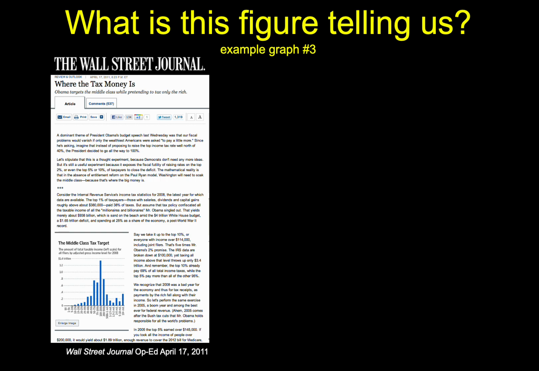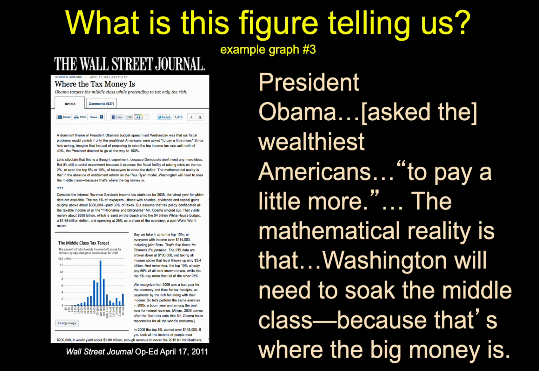And so this is one of their op-ed pages from a few years ago. This was when there was a debate about a tax policy and what we should do with taxes, right? In this case, the quote from the article was that this is when President Obama was in office. President Obama asked the wealthiest Americans, quote, to pay a little more. The mathematical reality is that Washington will need to soak the middle class because that's where the big money is, right? So the implication is, hey, the middle of the distribution is where the money is.